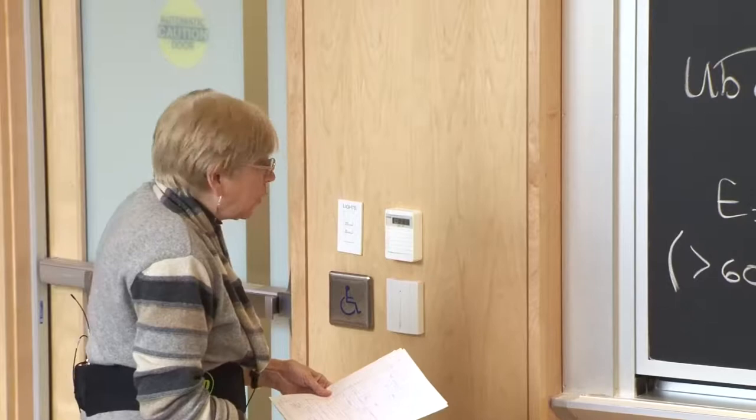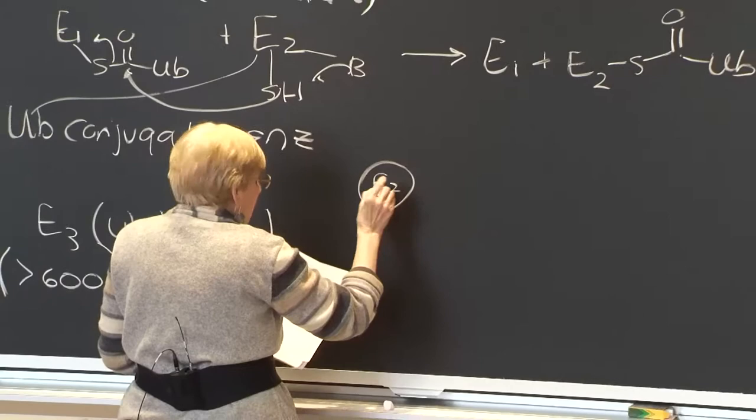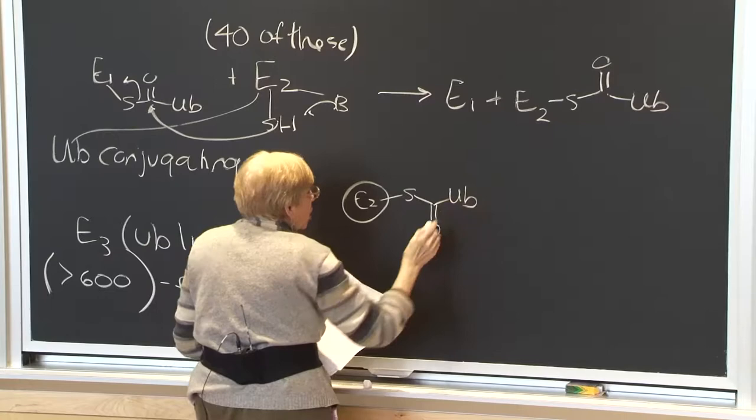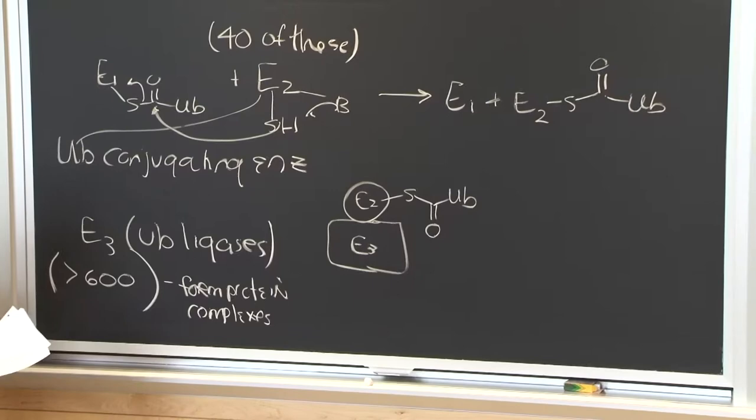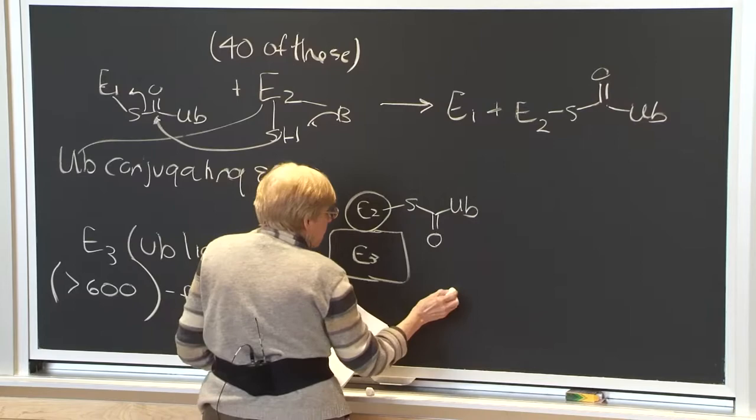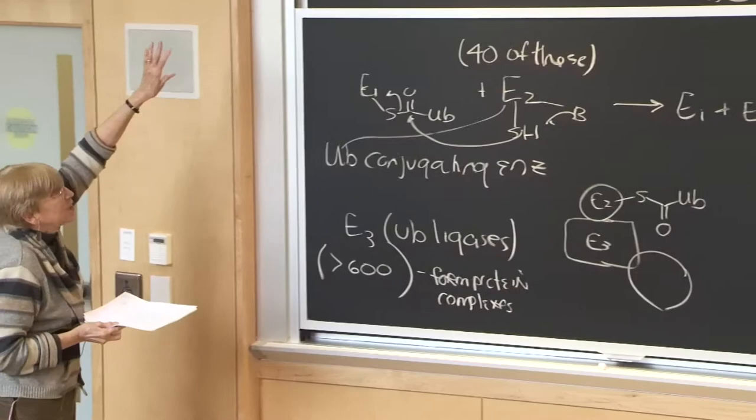Okay, so what does E3 do? So we have an E2 with ubiquitin attached. And E2 needs to interact with E3. Okay, and this, again, is complex. It's not necessarily a single polypeptide. And E3 interacts. Ultimately, what we want to do is attach ubiquitin to our protein of interest. So E3 interacts with the protein of interest.